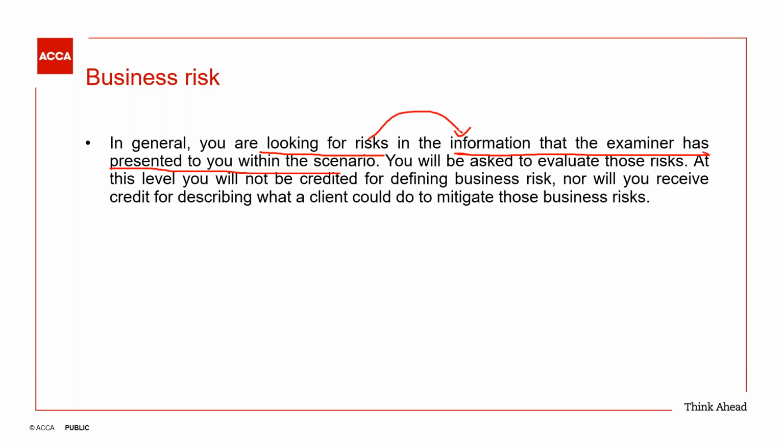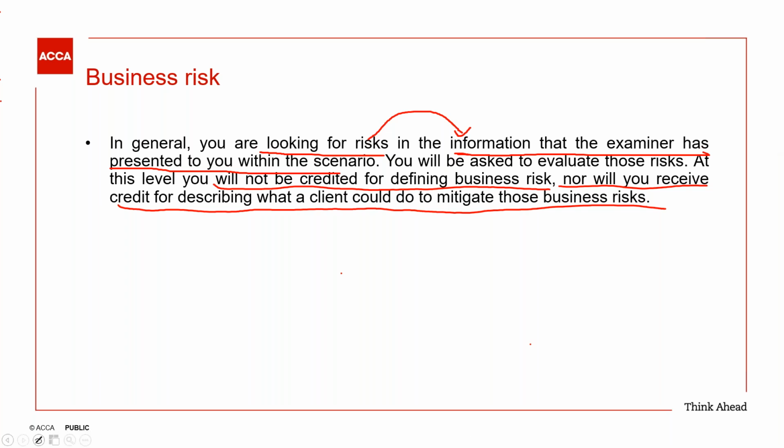At this level, you will not be credited for defining a business risk. Look at this. If you give a definition of a business risk, will you get marks? The examiner is saying you will not be credited for defining a business risk, nor will you receive credit for describing what a client should do to mitigate the business risk. Should we write the mitigation of the risk? Is the examiner saying we should write the mitigation of the risk, or we should not? What is the examiner telling us? Will we get marks for writing the mitigation? Will we get marks for writing the definition of the business risk?